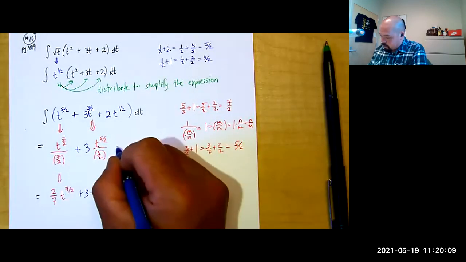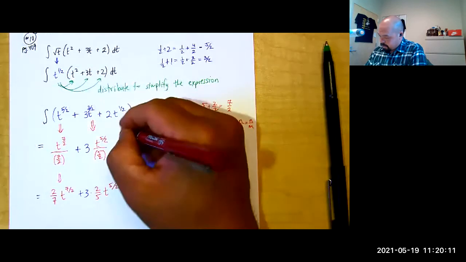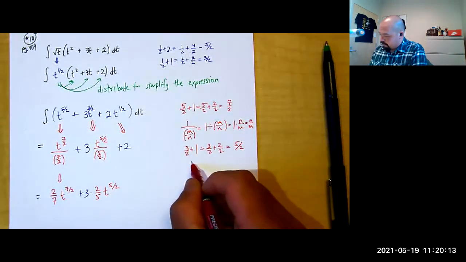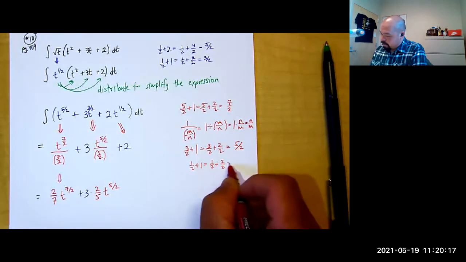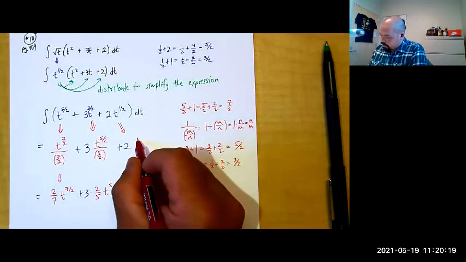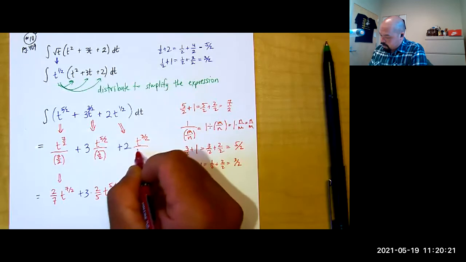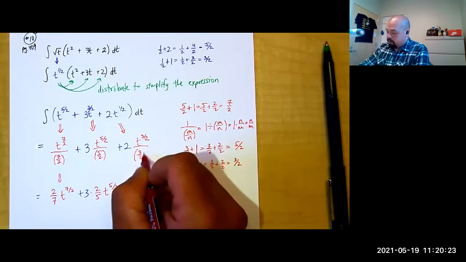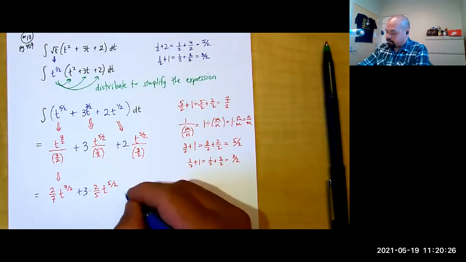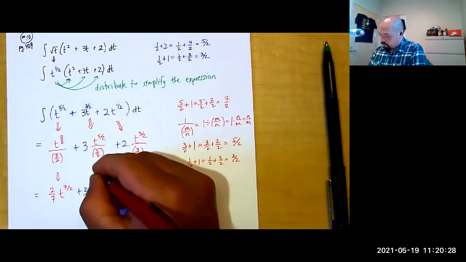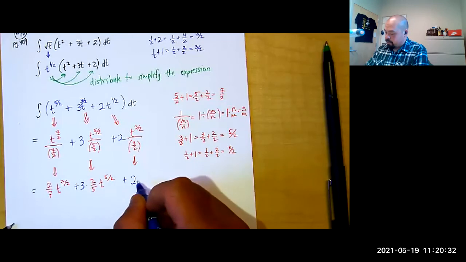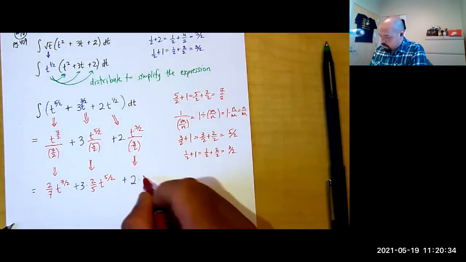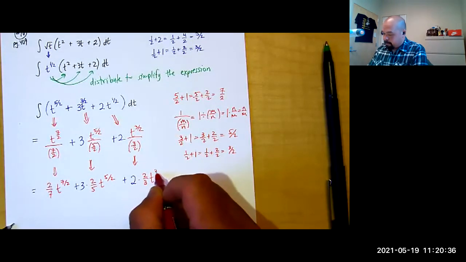And then lastly, plus 2, 1/2 plus 1, 1/2 plus 2 halves, 3 halves, t to the 3 halves over 3 halves. So this becomes 2 times 2/3 t to the 3 halves power.